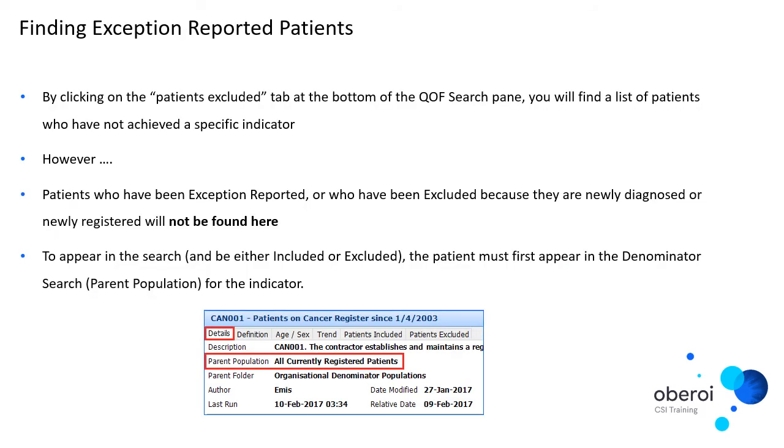You can also find exception reported patients. It's slightly different here. By clicking on the patients excluded at the bottom of the QOF search, you'll only find a list of patients who have not achieved a specific indicator. However, patients who have been exception reported or who have been excluded because they are newly diagnosed or newly registered won't be found here. So to appear in the search and end up in either the included or excluded folder, the patient must first appear in the denominator search or the parent population for the indicator.